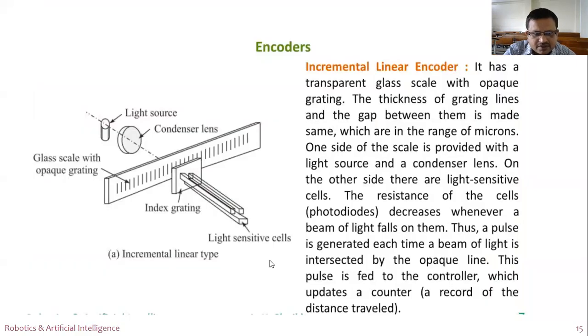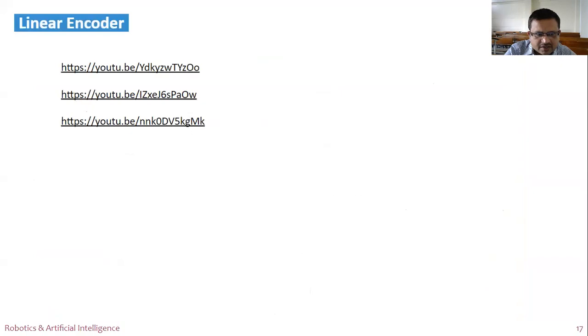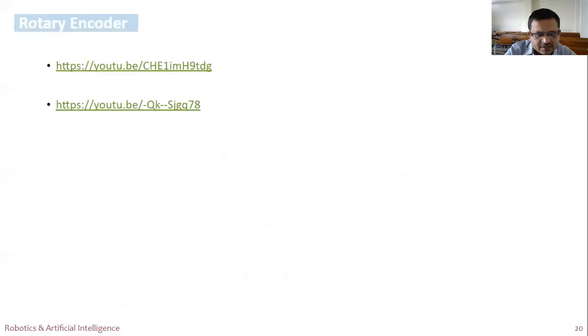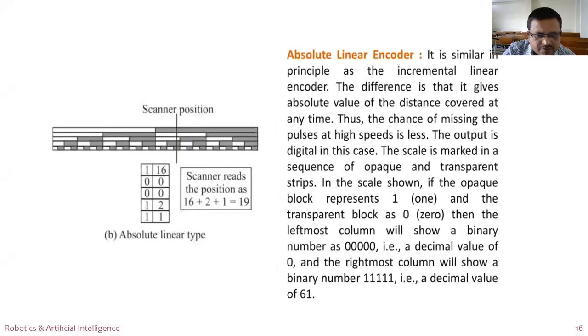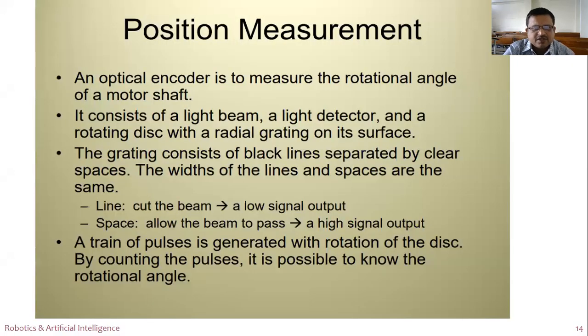Now we'll see one encoder, and then we'll see other sensors. First of all, we'll see only one sensor, that is position measurement or position sensors. An optical encoder is used to measure the rotational angle of a motor shaft. It consists of a light beam, a light detector, and a rotating disc with a radial grating on its surface. The grating consists of black lines separated by clear spaces.